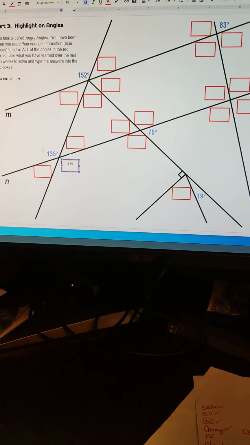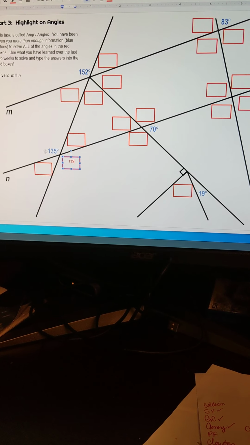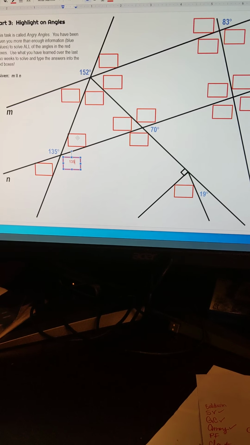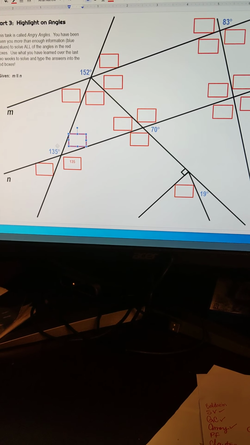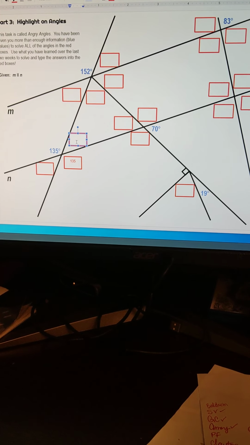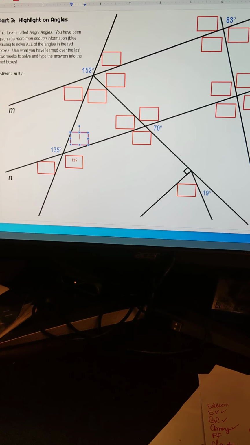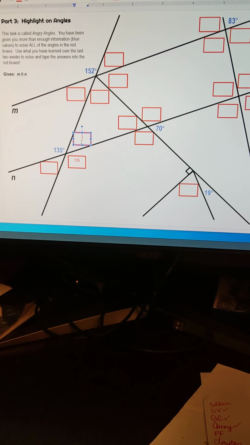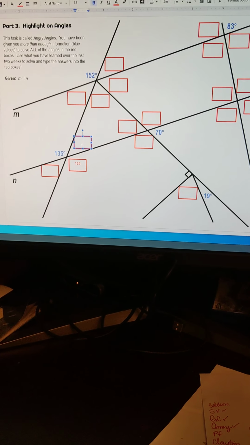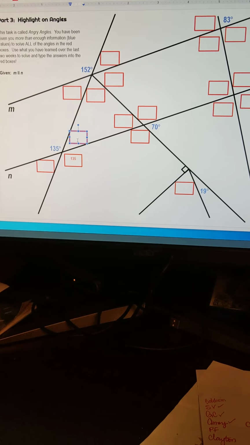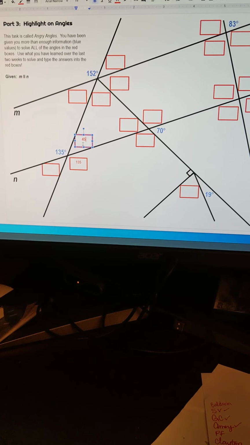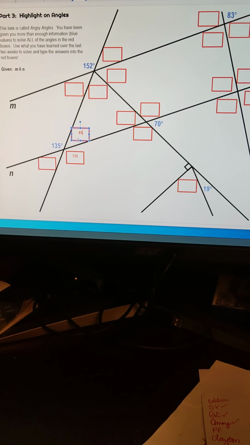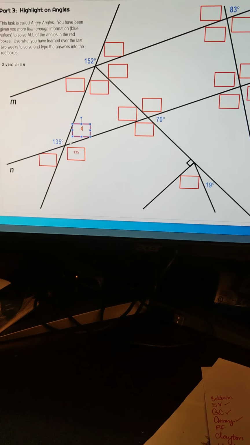Now I also know that this 135 is on the same line as this one. So you can say, okay, if 135 and this angle are on the same line, then those two together must equal 180 degrees. So if you take 180 degrees and subtract the 135, you get 45. You'll be able to go through each of these and solve in that way. Okay?